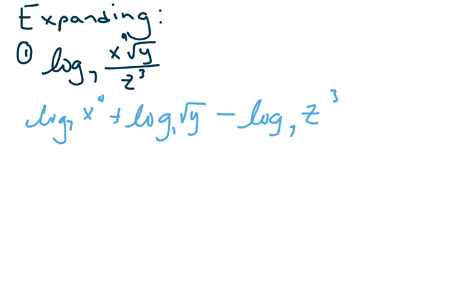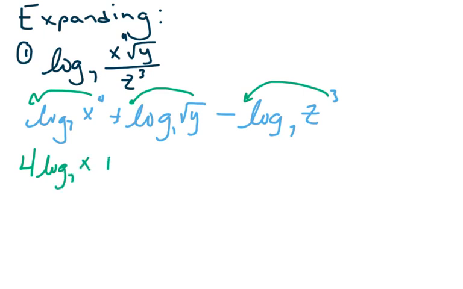Then we just need to deal with the powers, and powers get moved to the front and multiplied to our log statement. So our 4 here is going to get moved to the front. Our square root, which is really a 1/2 power, is going to get moved to the front of that piece, and our cube here is going to get moved to the front of that. So we're going to end up with 4 times log base 7 of x plus the square root becomes the 1/2 power, so 1/2 log base 7 of y minus 3 log base 7 of z.